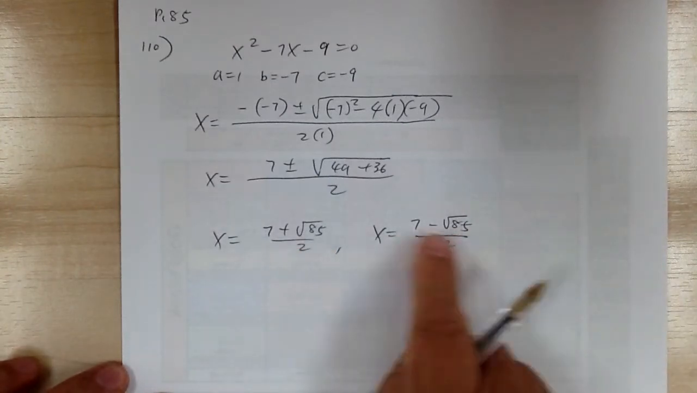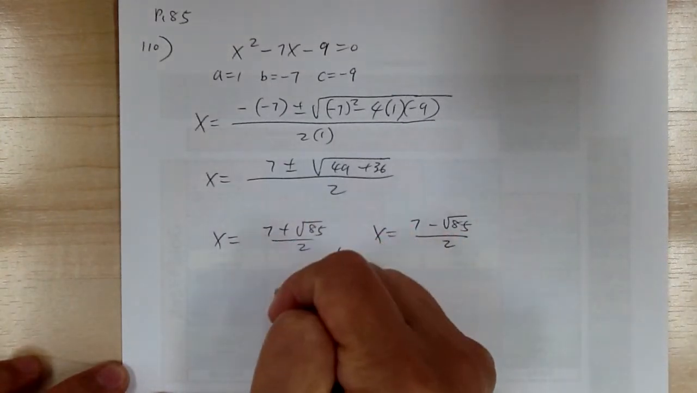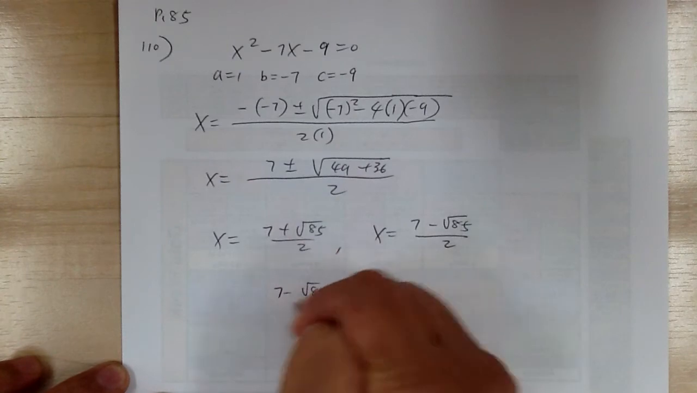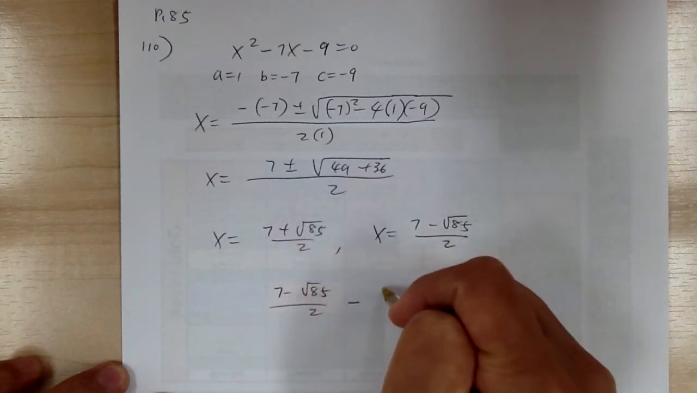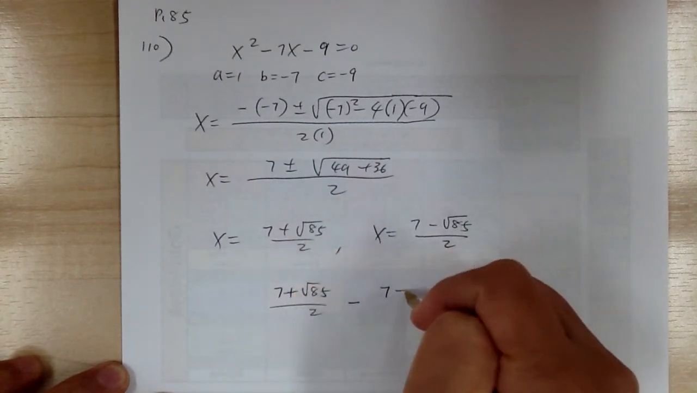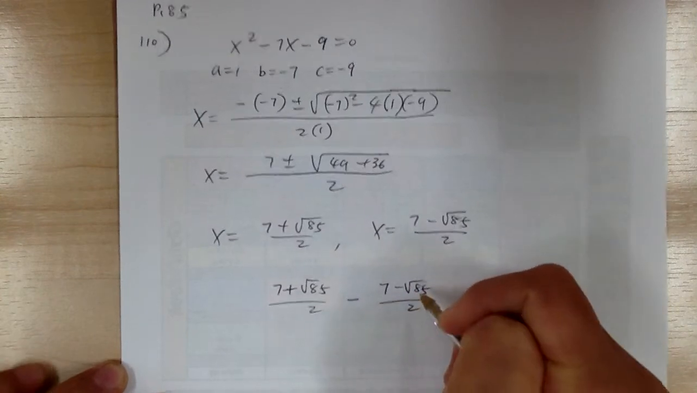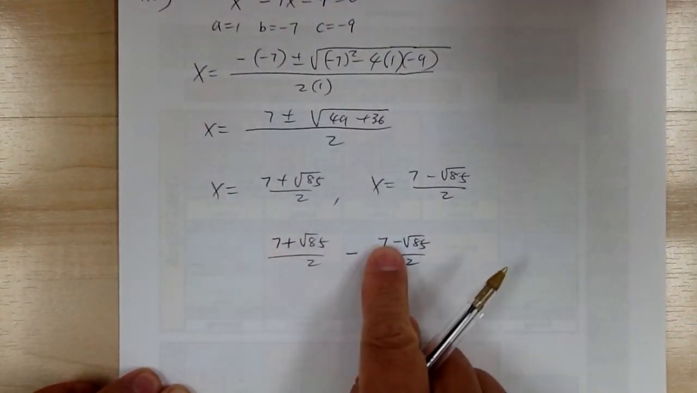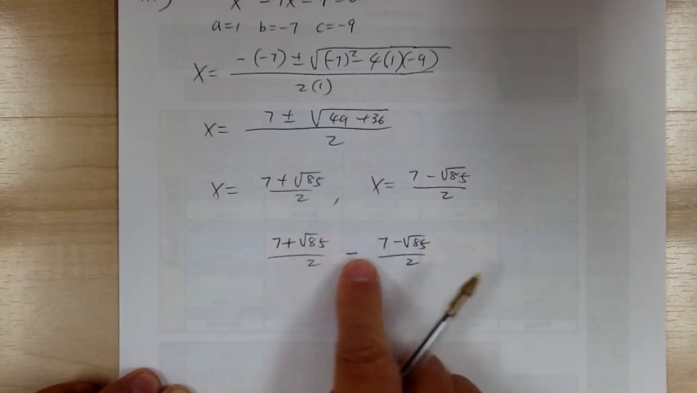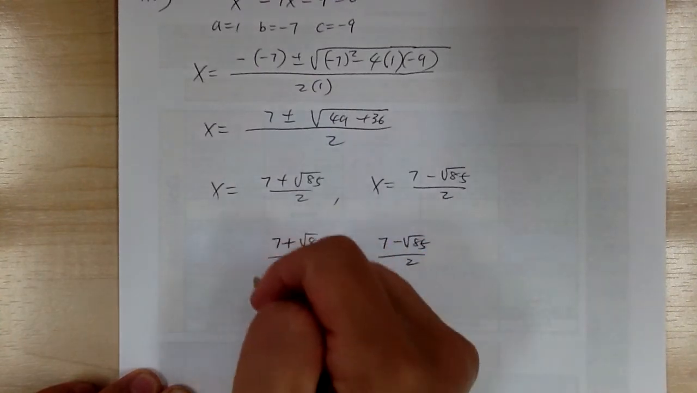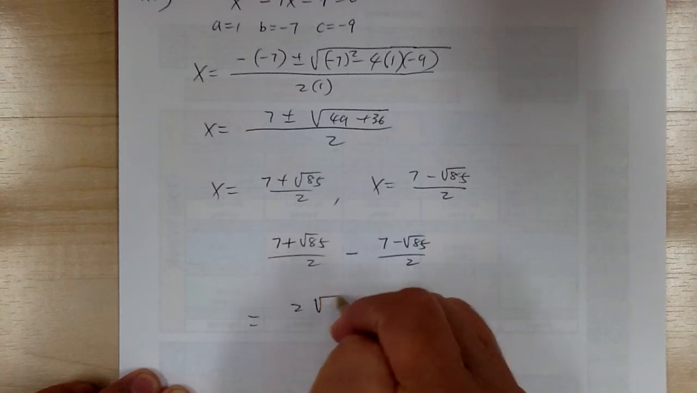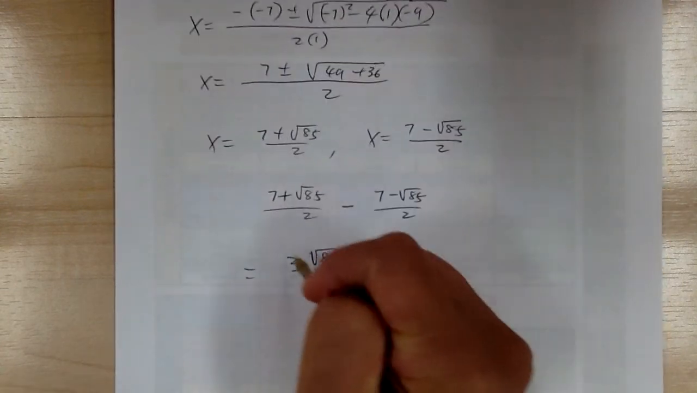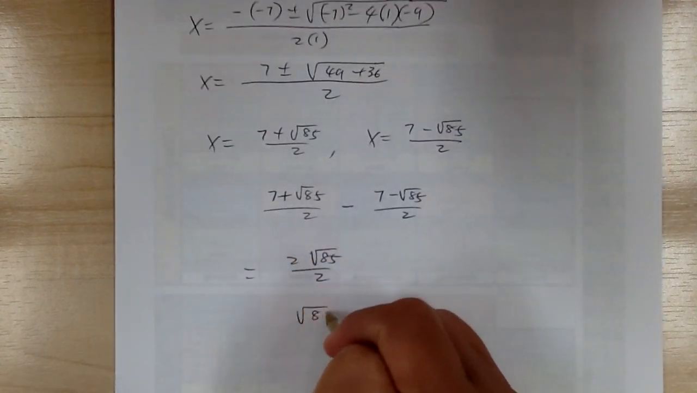Then you want to find the positive difference of the two, so that's going to be a subtraction. When you subtract, 7 minus 7 will cancel out, and minus minus becomes plus. So this will equal 2 square root of 85 over 2. And the 2s cancel out, so you end up with square root of 85.